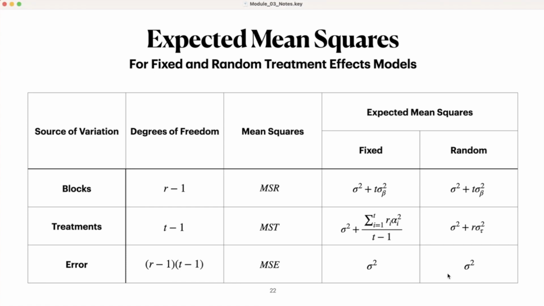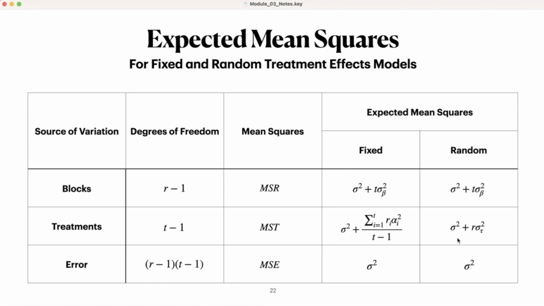So in that case, and we'll start here at the bottom again, regardless of whether the null hypothesis is true regarding the treatments, the expected value of MSE will always be equal to sigma squared. So MSE is always going to be our estimate of sigma squared.